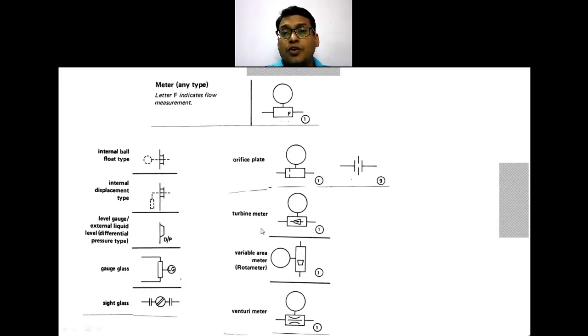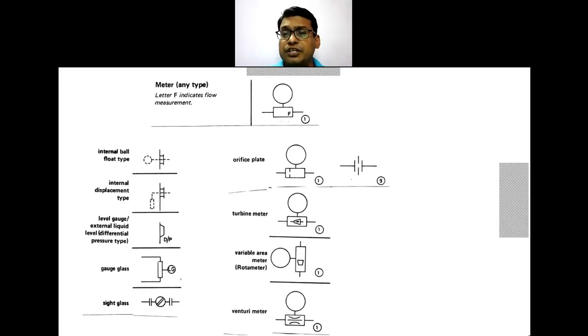Now coming to the flow meters or orifice plate. The flow meter is indicated by a circle and a square, a rectangle. Inside this rectangle an orifice is provided. This can also be shown like this. Then there is a turbine meter, where a float is available. Then the variable area meter, nothing but a rotameter. A vertical rotameter is always attached in a vertical direction.